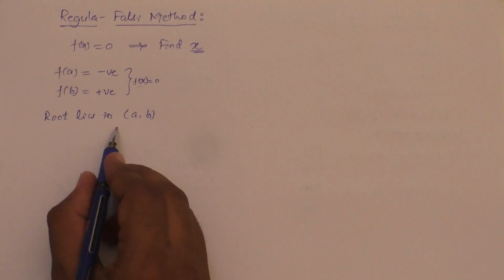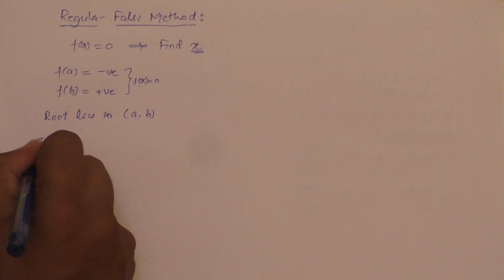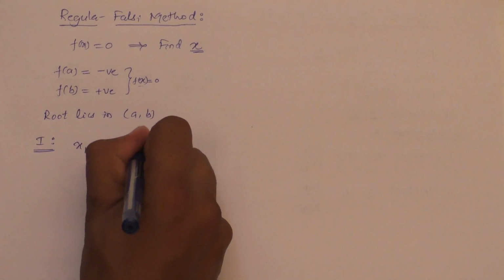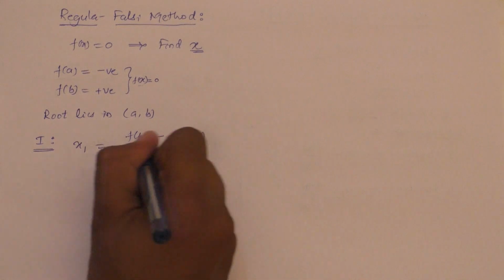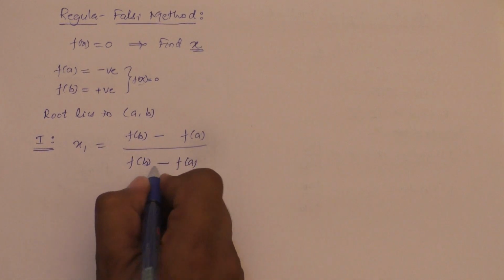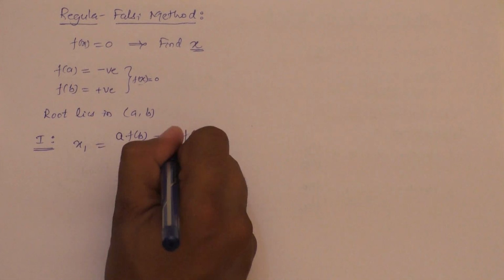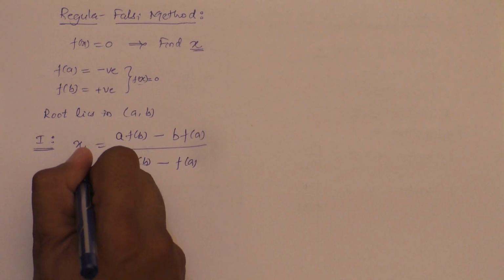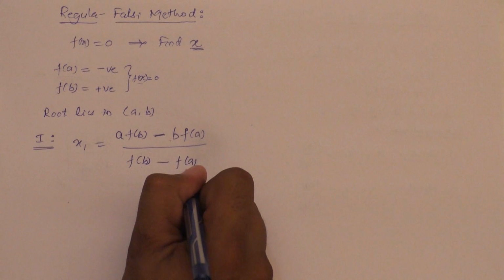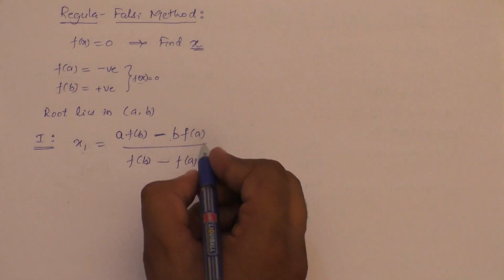Once you understand the root lies between a and b, then you go for the first iteration, first improvement, that is x1. What you can do is f of b multiplied by a and f of a multiplied by b. So the formula is x1 equal to a f of b minus b f of a divided by f of b minus f of a. So find out the first approximate root x1, first correction, first improvement.